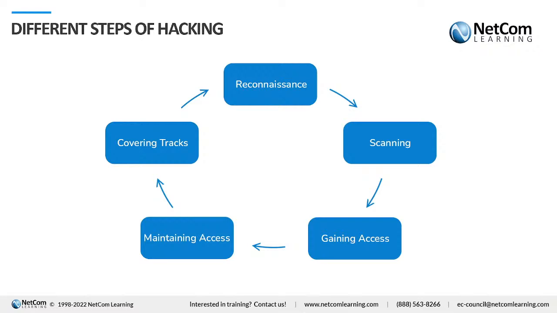Now, after getting information about all these open ports, running services, and the vulnerabilities, what attacker can do actually, he can try to get into the system. So by taking advantage of these bugs, these vulnerabilities, the attacker can try to get into the system, and that's actually the gaining access phase. So that's the third phase of hacking, in which attacker tries to get into the system.